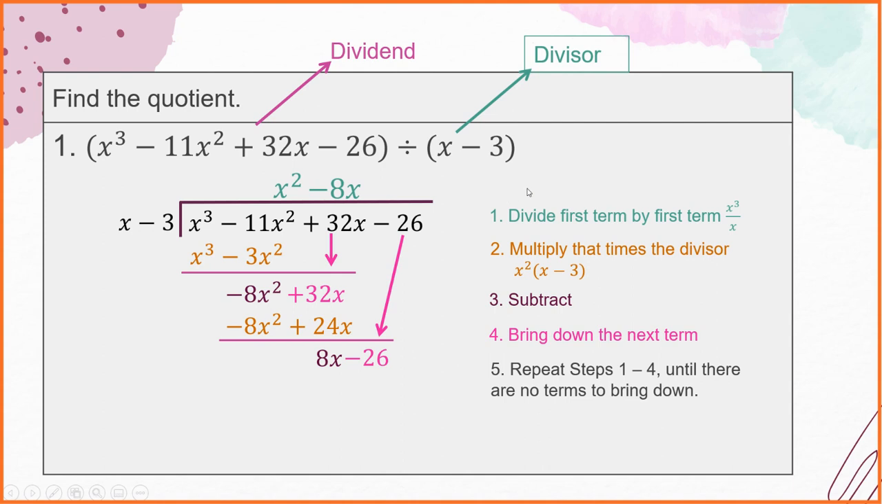So repeating the process, again, we're back up to step 1. So we're dividing. I'll take 8x divided by x, which is 8. After we divide first term by first term, we multiply. So I'm going to take 8 times the divisor, which would give us 8x minus 24. After we multiply, we subtract. The x's would subtract out. Negative 26, I would think of this as negative 26 plus 24, because when we're subtracting, we're adding the opposite, which gives us negative 2. And then I have nothing left to bring down. This negative 2 is our remainder. And we're going to write the remainder over the divisor. So it was negative 2, so we do minus 2 over x minus 3.